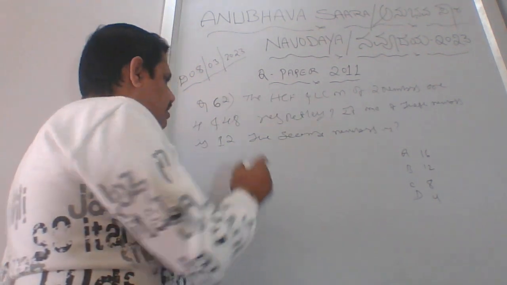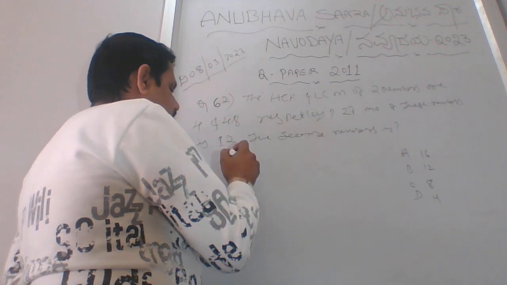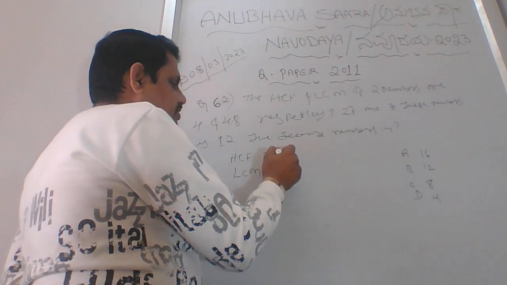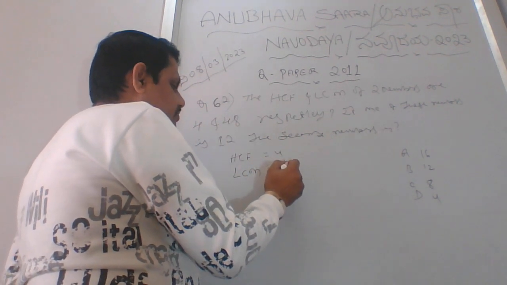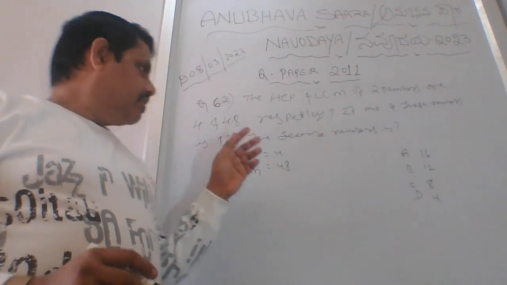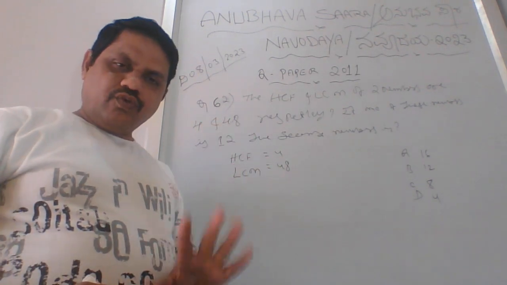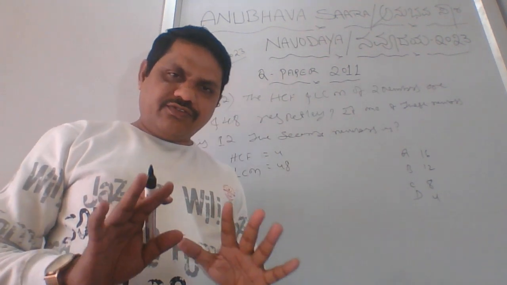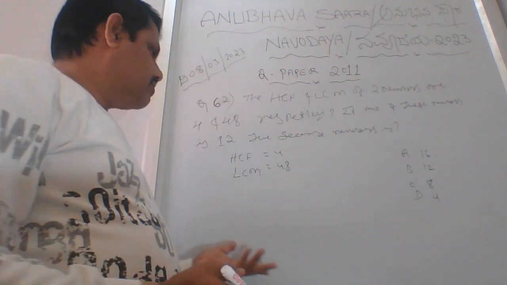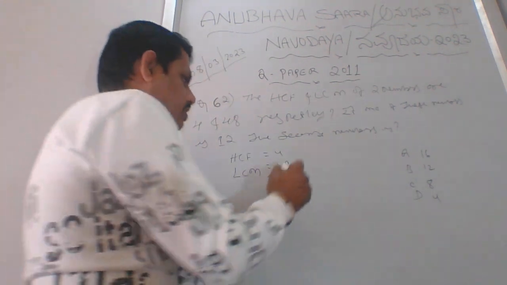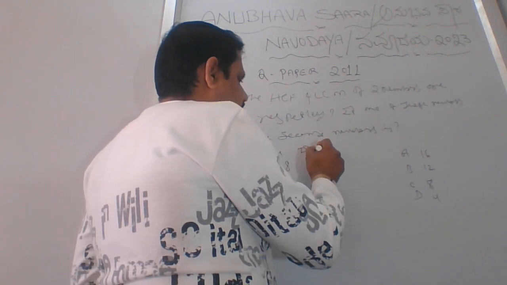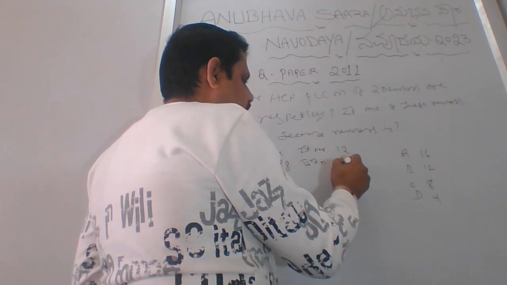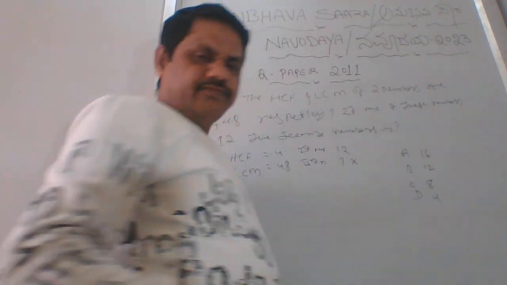What I'm segregating, let us see: HCF and LCM. HCF let us consider 4, LCM let us consider 48. Just assuming that to get the answer, the first number is 12. The second number we don't know, we will take it as x.